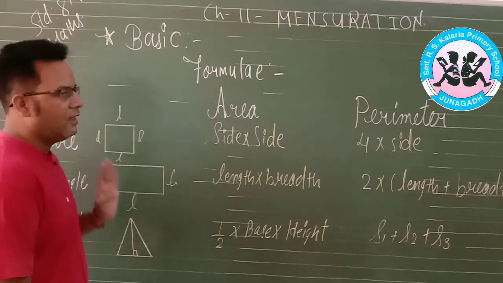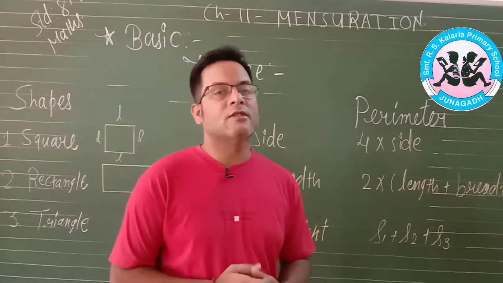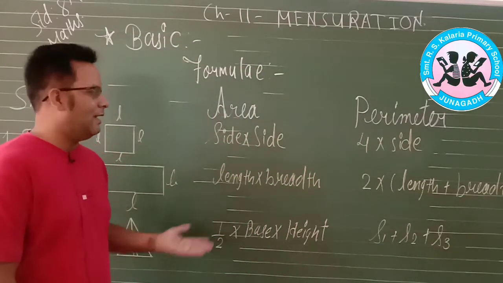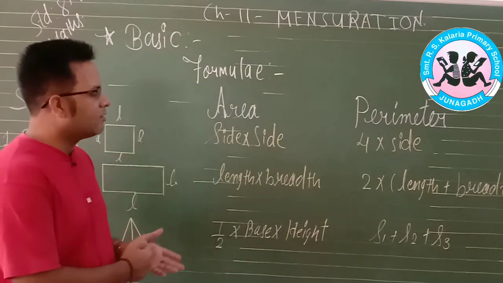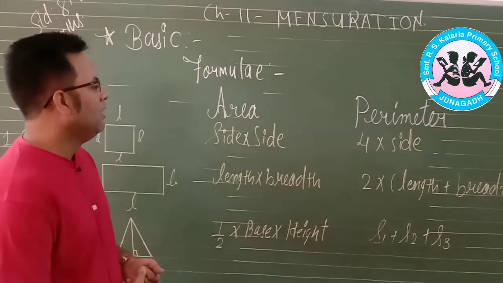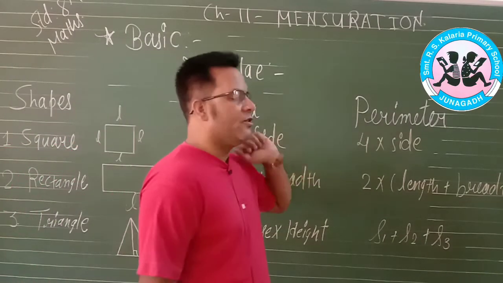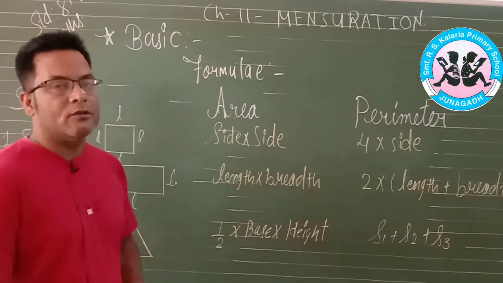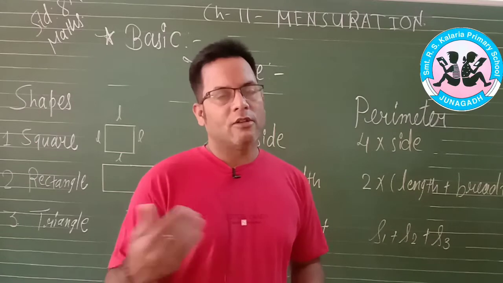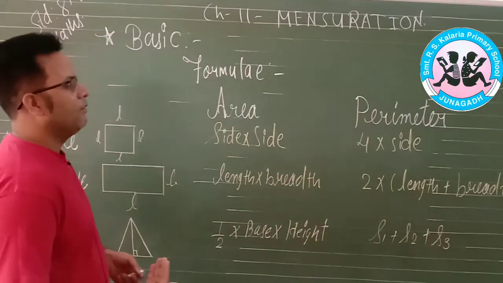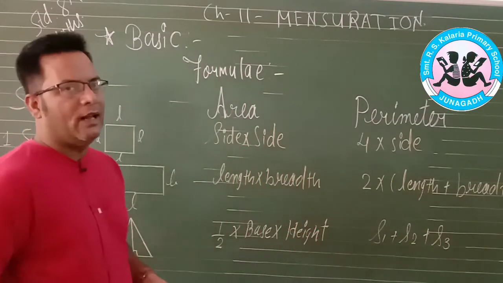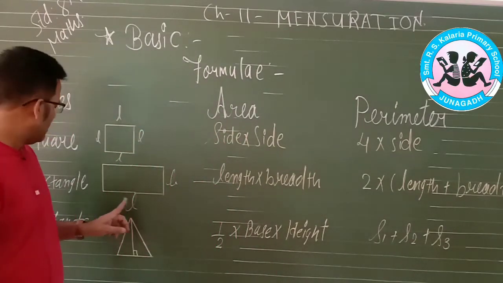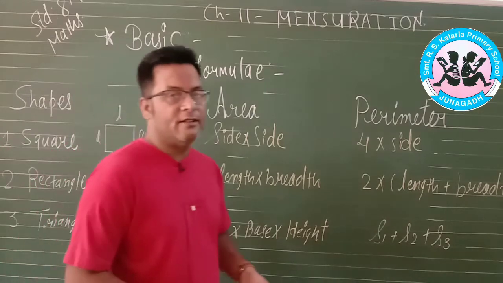First of all, square. You know, square. That is all the four sides equal. So area of square will be either L into L, L square, side into side, square. Perimeter of square is what? Let's see. Square is all the four sides are equal. So either you write L plus L plus L plus L, or you can write 4 into L or 4 into side.